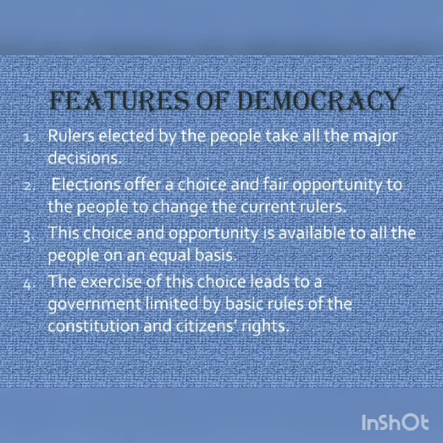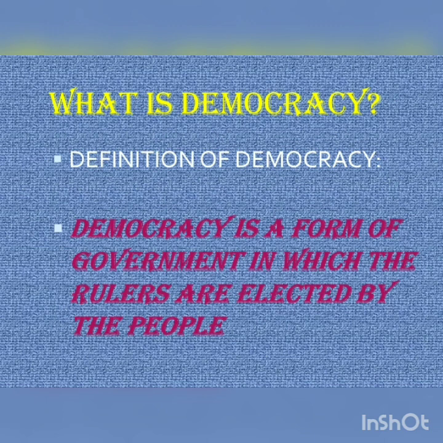That is the third feature which we learned from the example of Estonia and Fiji, that each person should have one vote and each vote should have equal value. The last or the fourth feature of democracy, which we learned from the example of Zimbabwe, was that the exercise of this choice should be limited by basic rules given in the constitution and the citizens' rights.